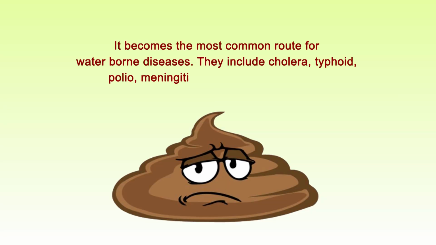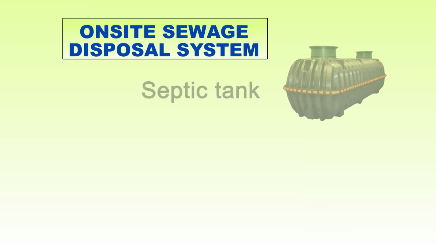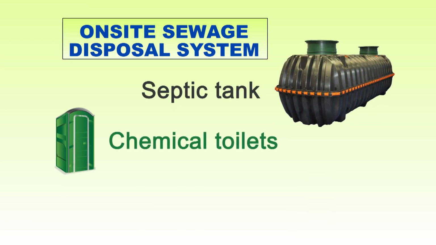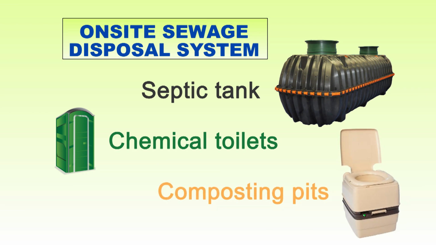Both the surface water and the groundwater get polluted. And in our country, groundwater is the source of water for wells, tube wells, springs, and many rivers. Thus, it becomes the most common route for waterborne diseases. They include cholera, typhoid, polio, meningitis, hepatitis, and dysentery. To improve sanitation, the government is encouraging low-cost on-site sewage disposal systems like septic tanks, chemical toilets, composting pits in place of no sewerage systems at all public places.